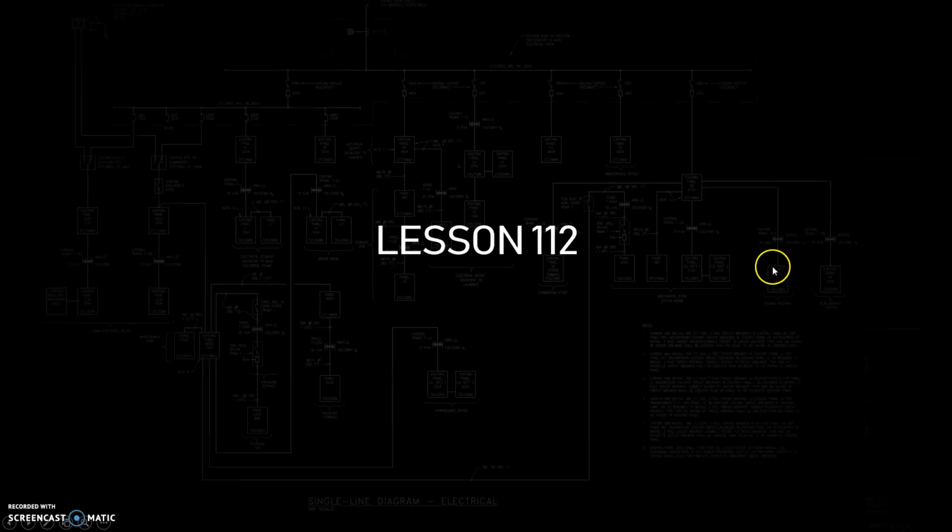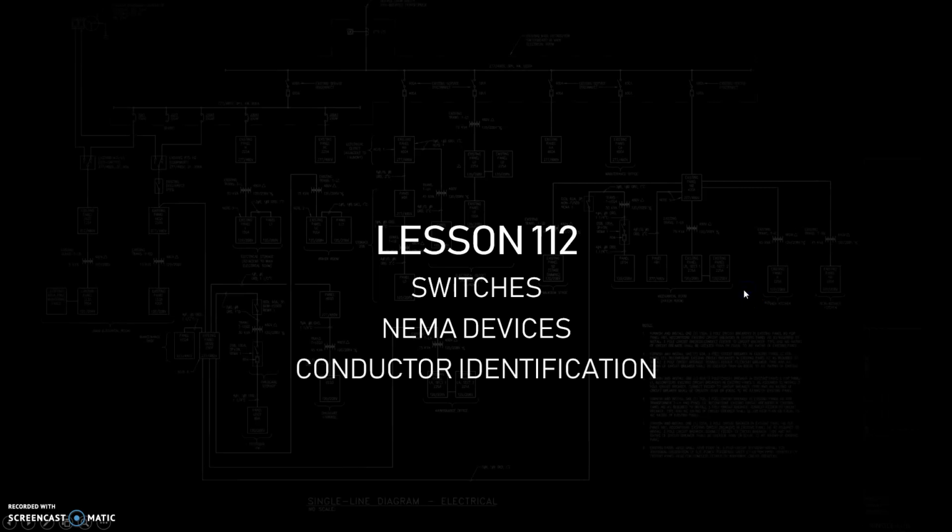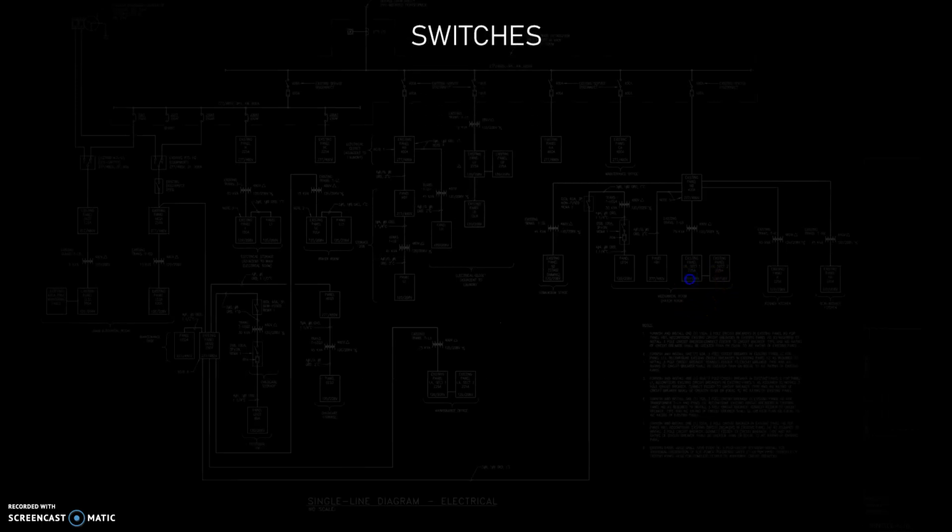Alright, lesson 112. This is a pretty good lesson here. A lot of good stuff in this chapter. We're going to talk about three things in particular. Switches, that's going to be the biggest part of this. NEMA devices, which we'll get into. That's a fairly simple thing, but an important thing to know. And then conductor identification. This is very important to know, very important to keep straight in your head. So let's start with switches.